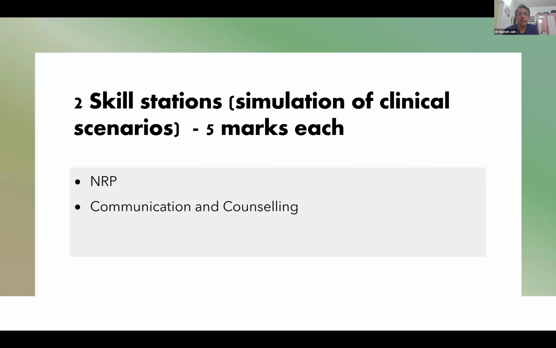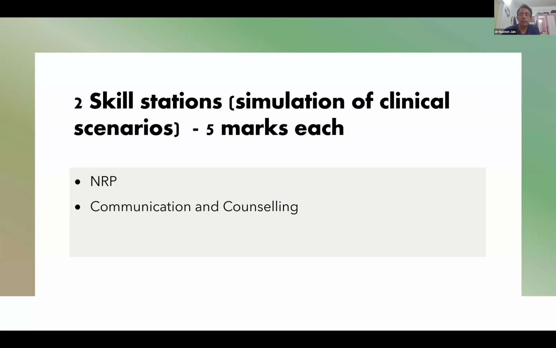Skill stations would have NRP. Most of them would be true simulations. Examination centers would arrange a separate room which would have everything like it would be in a labor room setting or an emergency room setting. You can be asked even to find out what equipment is missing.